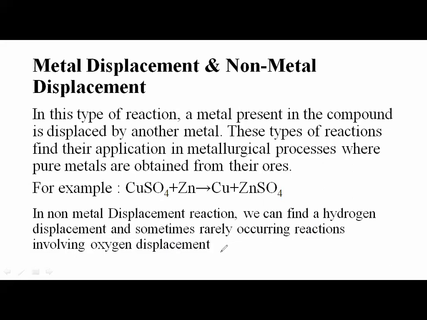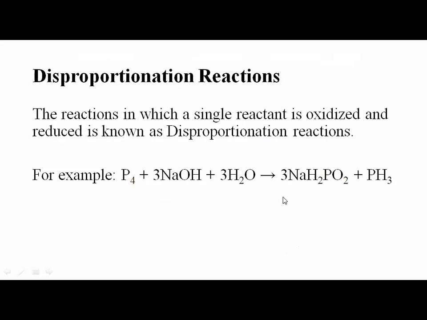For example, when you treat a metal with an acid, which contains a non-metal, what do you get? You get Na2SO4 plus evolution of hydrogen gas. So there is displacement of hydrogen gas. It is a non-metal displacement reaction wherein I took NaHSO4: SO4 combined with Na and H2 gas evolved.